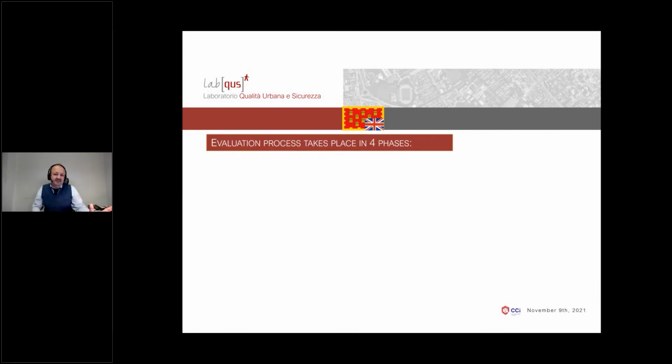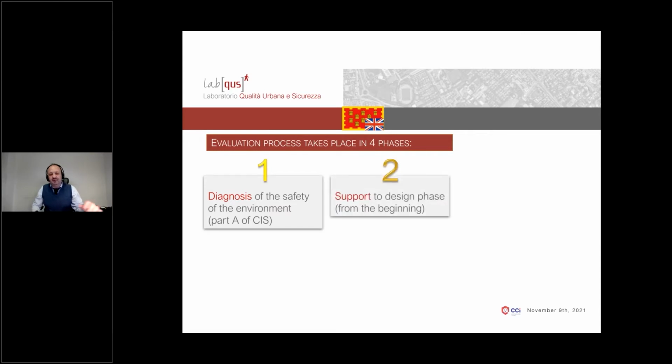Basically, at the very beginning, the crime impact statement is applied in 4 phases. One is the diagnosis of the safety of the environment, so all the surroundings. The second one is the support to the design phase. This is critical. We will compare with the French situation. The Design for Security Office is able to provide architects and planners with the tools to make better projects from a security point of view.